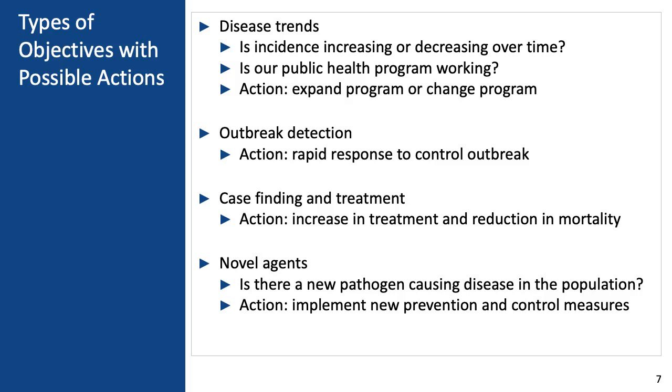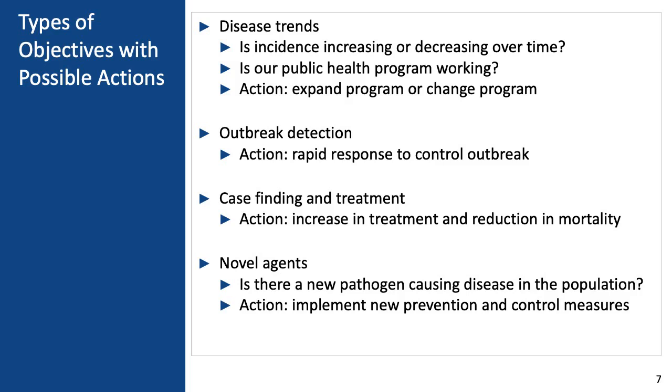So for example, say you have a public health program to prevent this disease, disease X, and if you see that the disease is indeed decreasing over time through your surveillance, you may conclude that the public health program is working well. Now, a possible action coming from this kind of surveillance would be that you expand a program that's working well, or perhaps change a program that isn't working well. Again, there's a very strong link between the objective of your surveillance system and the type of public health action that you want to achieve, thinking about the public health surveillance cycle from data to action.